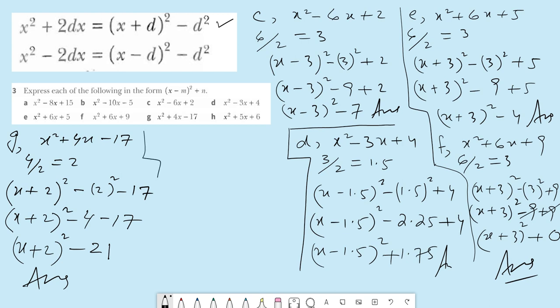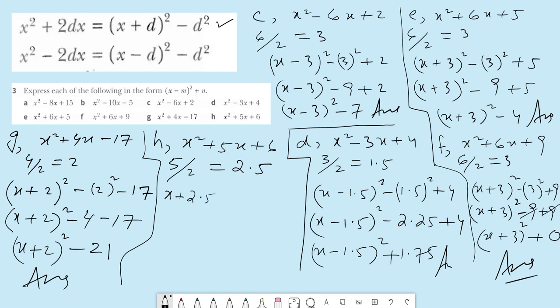See the last part? H. x square plus 5x plus 6. What is the coefficient of x? 5. So we have to divide 5 by 2. We get 2.5. Now we have to write x plus 2.5 whole square minus 2.5 whole square plus remains 6.